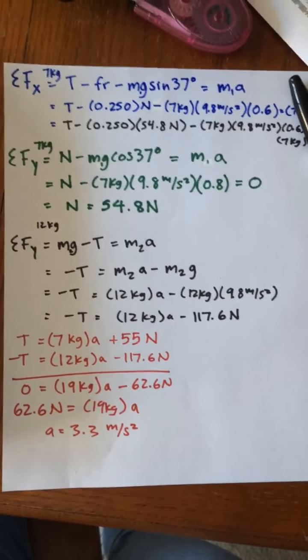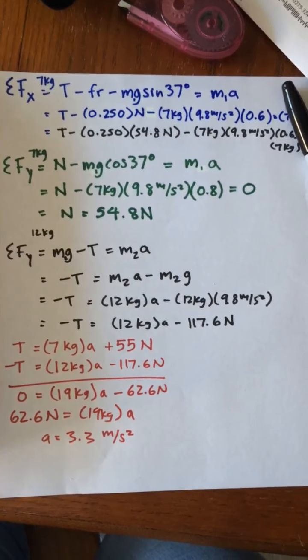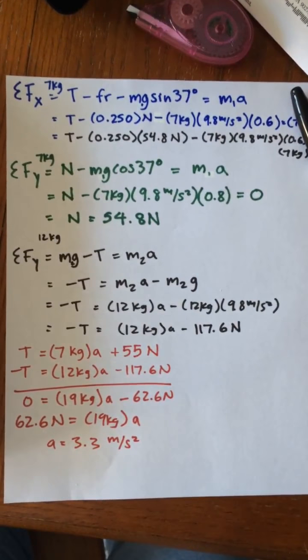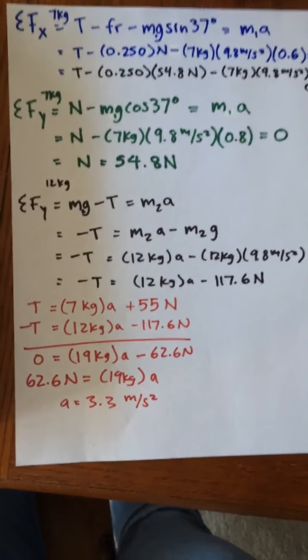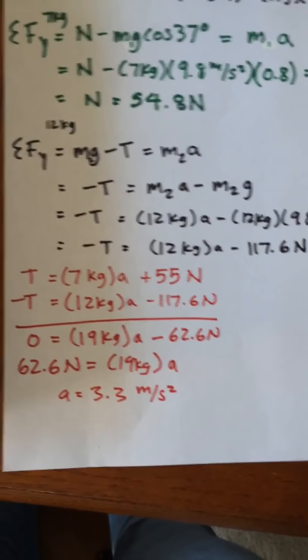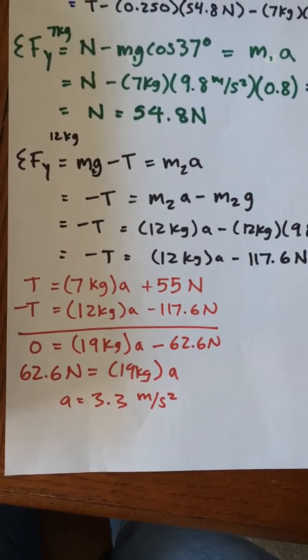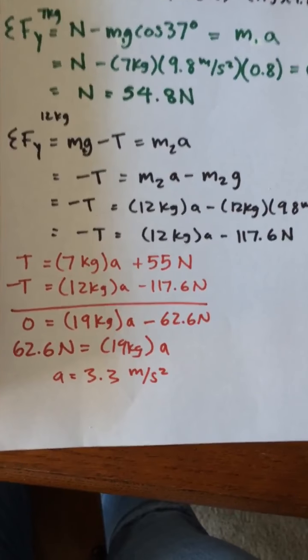Then I take the 2 expressions from the forces in the x direction for one 7 kilogram object, and the forces on y for the other 7 kilogram object, and set them next to each other. And the tensions cancel out, as you can see. Do the math, and you can solve for acceleration.